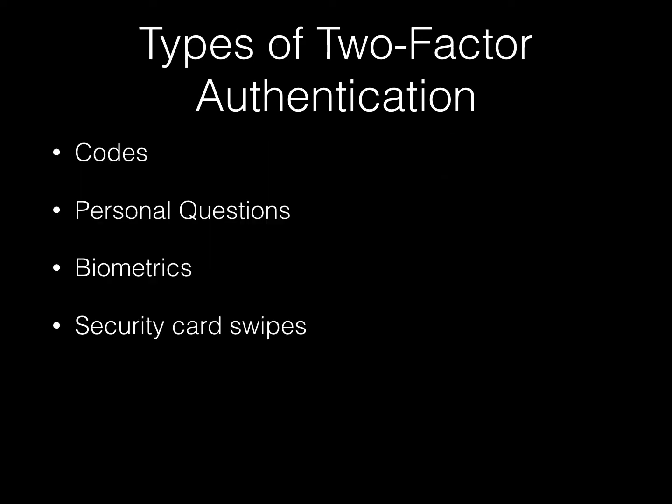There are multiple different types of two-factor authentication. For example, codes are a popular form. An example of this might be when Gmail sends you a code to your phone each time you attempt to log into your Gmail account on a different computer. An example of a personal question might be using questions such as what is your mother's maiden name, or what was your favorite pet growing up.